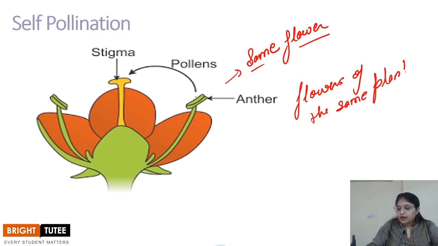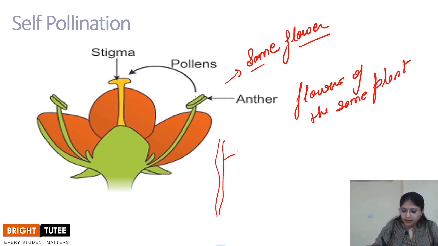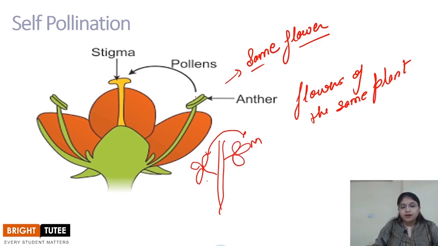So, for example, suppose this is a plant, and it has, suppose this is the male flower and over here, let's say, there is the female flower, on the same plant. So when the transfer of pollen takes place from this male flower to this female flower, then also the pollination is said to be self-pollination. That means flowers of the same plant, right?